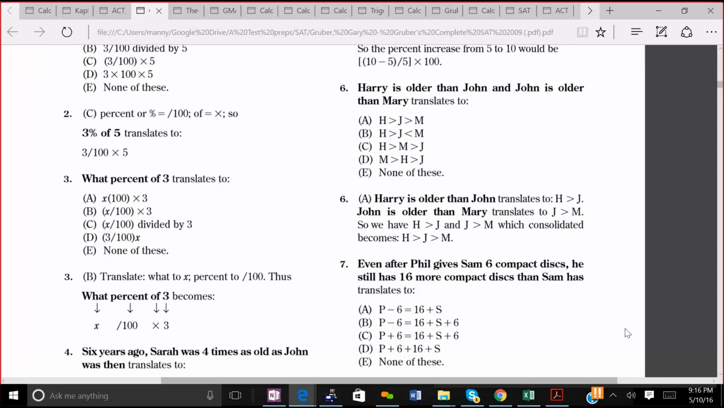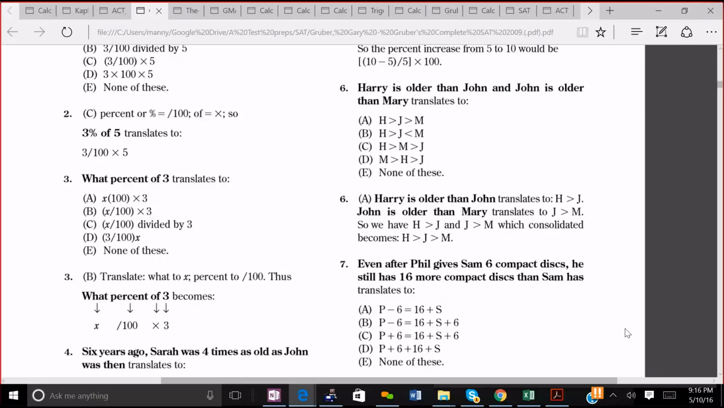Phil and Sam, and us. Even after Phil gives Sam 6 compact discs, she has 16 more compact discs than Sam.